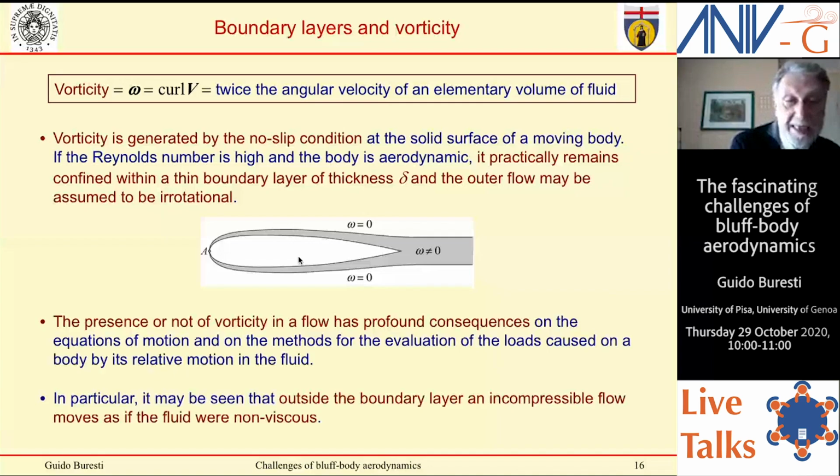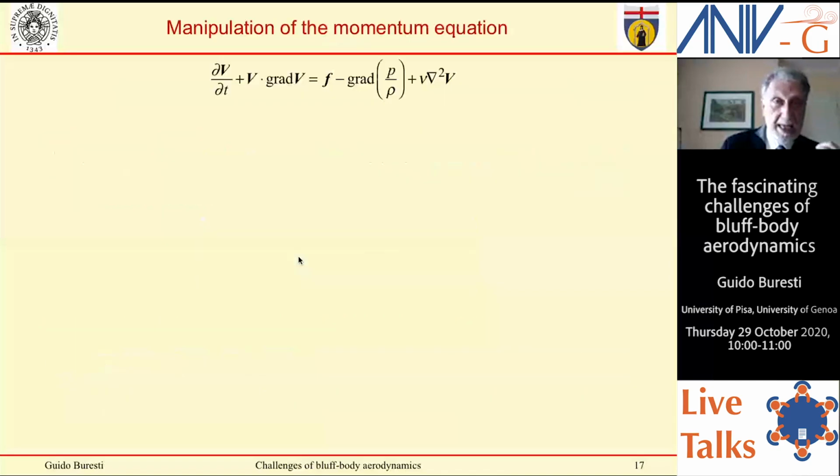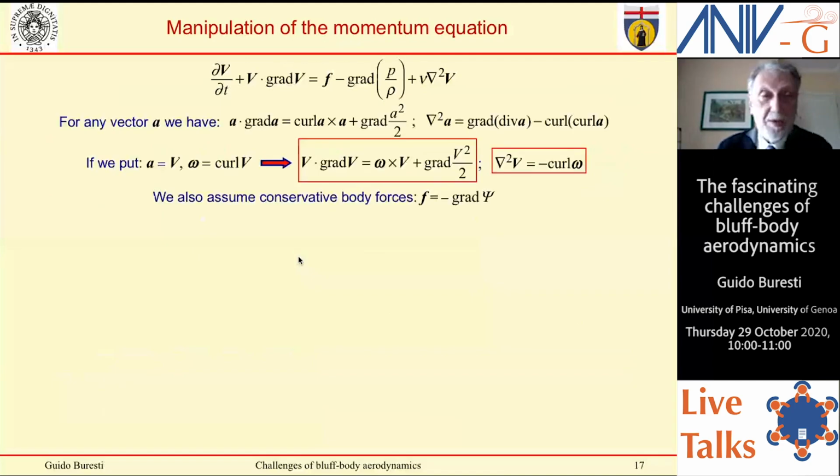Now, the presence or not of vorticity has enormous consequences on the equations of motion, as we will see in a moment, and on the methods of evaluation of the loads caused by the body, on the body. In particular, you may see that outside the boundary layer, an incompressible flow behaves as if it were non-viscous. And to show this, I must manipulate the momentum balance equation a little bit, and you must believe that all these vector identities are true. So I may write the nonlinear term in this way, and the Laplacian of velocity in this way, and I also assume body forces to be conservative.